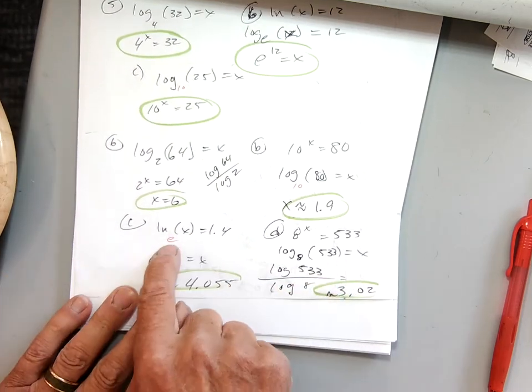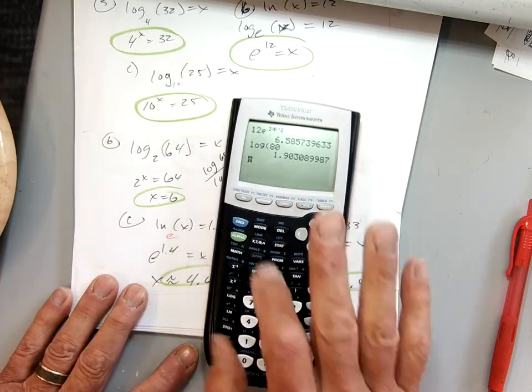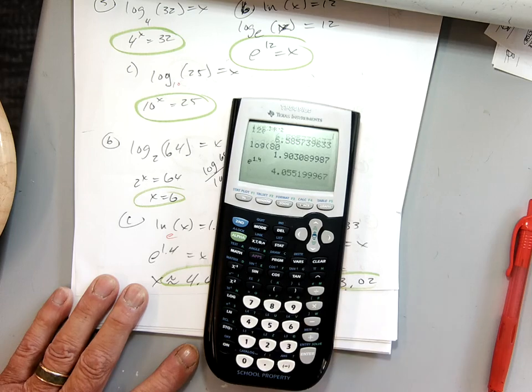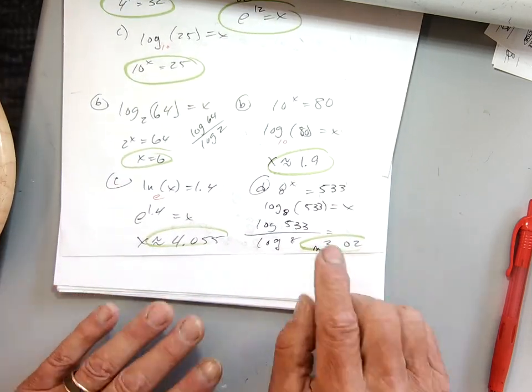C, ln is base e, so I went e to the 1.4, and I used my calculator. I went e to the 1.4, and I got my answer, okay? You can pause this if it goes too fast.